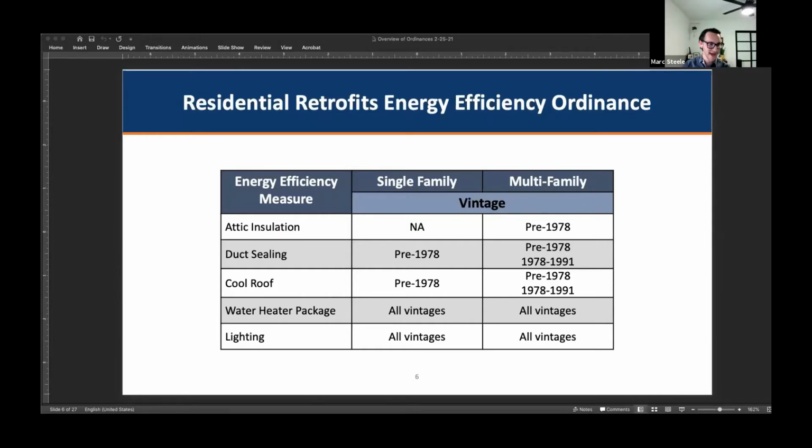This includes attic insulation, duct sealing, cool roof, a water heater package, and lighting requirements. More details on the specific requirements for each of these can be found on the city's Green Building Ordinances webpage that Crystal had mentioned earlier. It's also linked at the bottom of today's agenda, and I'll share it at the end of this presentation as well, so you can access those resources to see exactly what is being required for those qualifying projects.